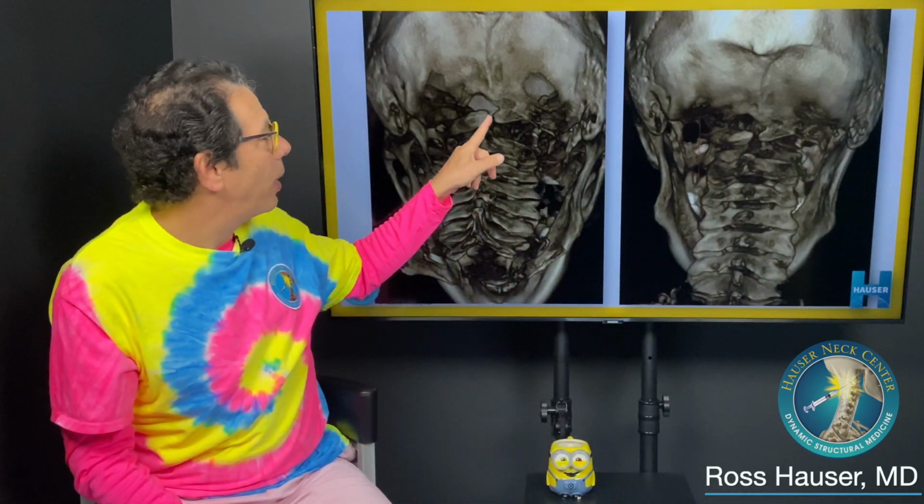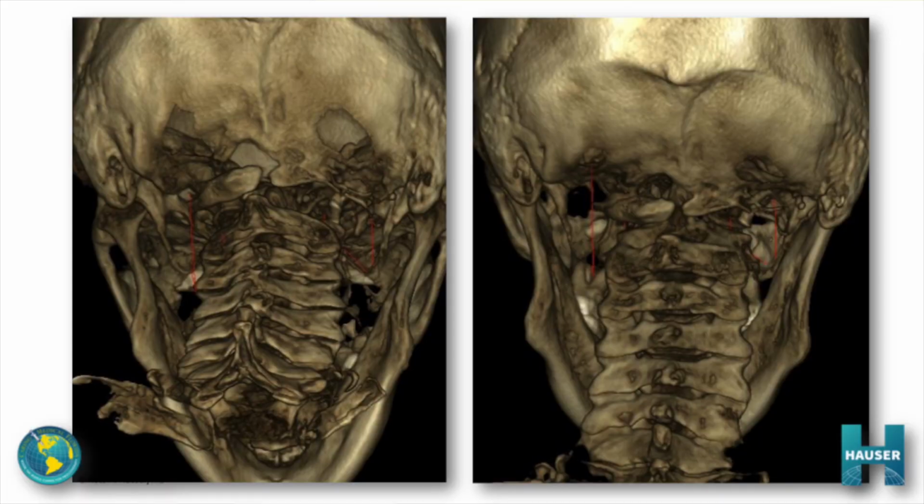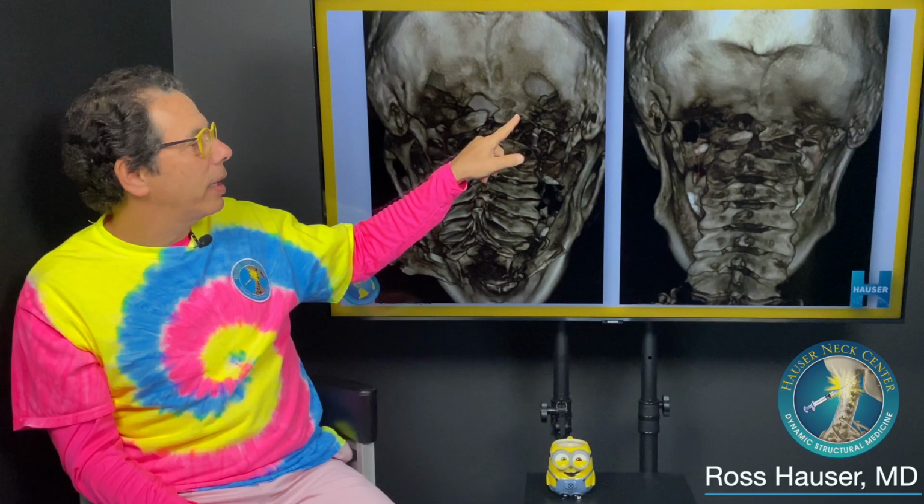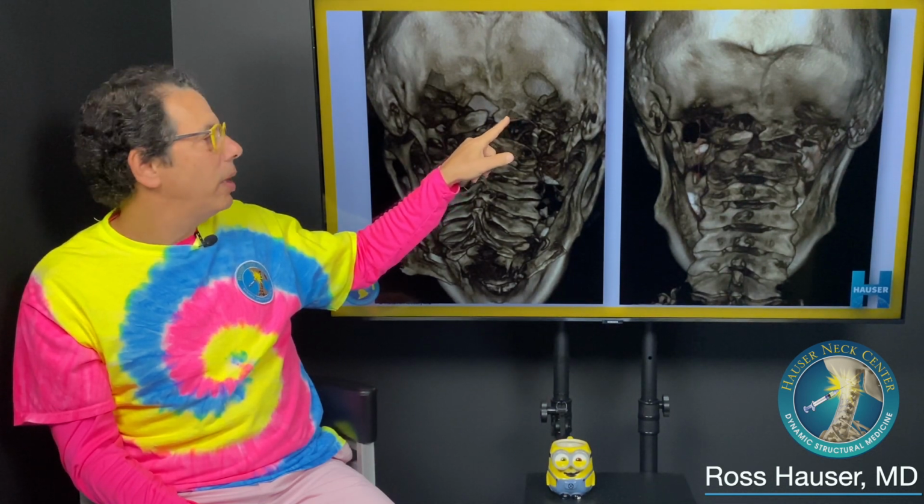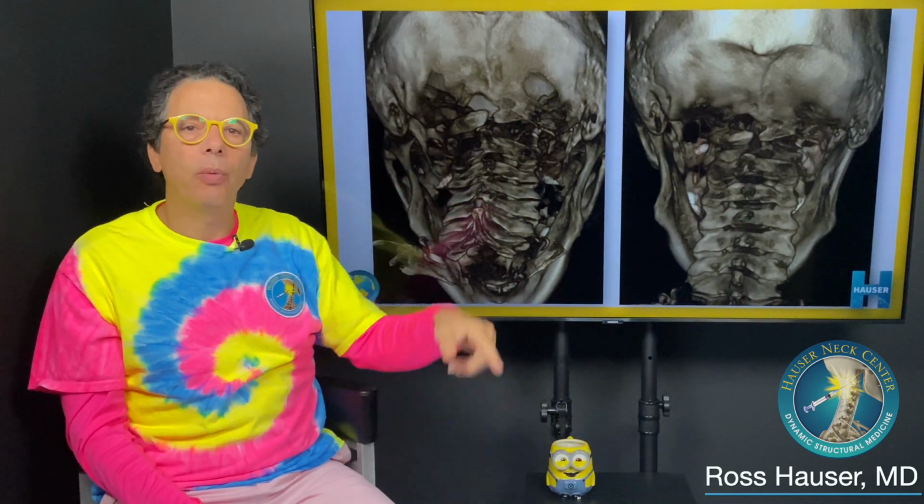This is another patient. See right here, see how there's a non-union of the atlas, a non-union. This particular patient was born where the posterior arch of the atlas didn't fuse. So of course that's going to lead to increased instability. And see here where the right occipital bone is fused to the atlas. See how it's fused here with bone?